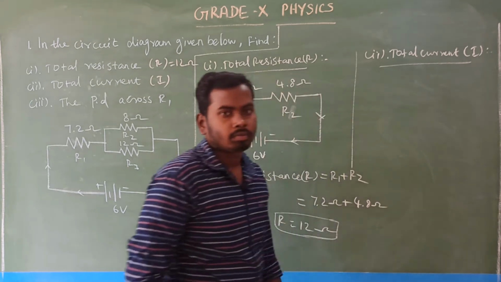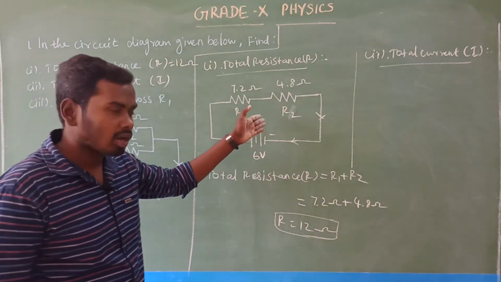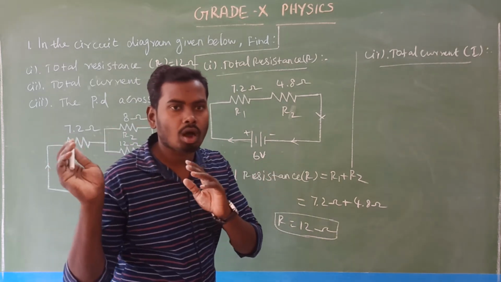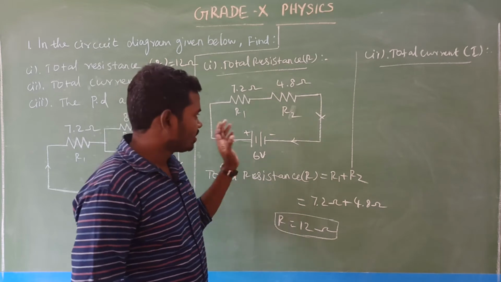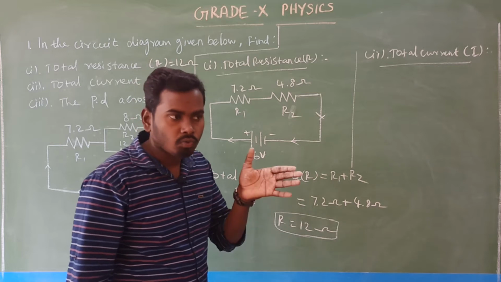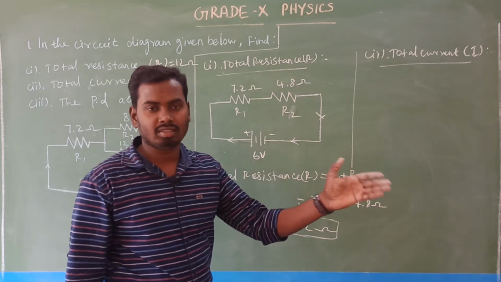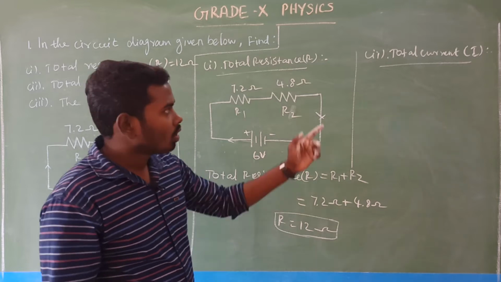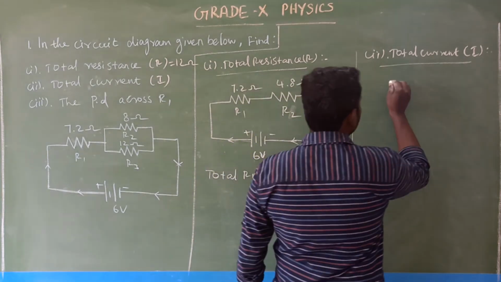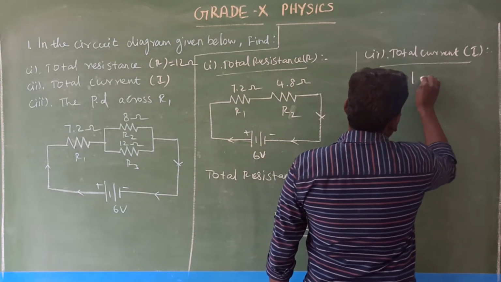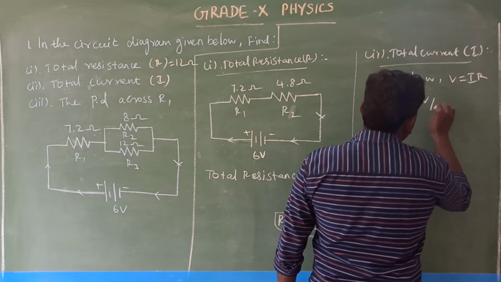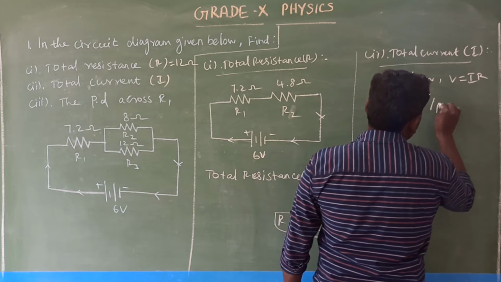See, already we know that in a series combination, the same amount of current flows through all the resistors connected in series, isn't it? So what is the formula to calculate the current value? According to Ohm's law, V equal to IR. So I is equal to V by R.